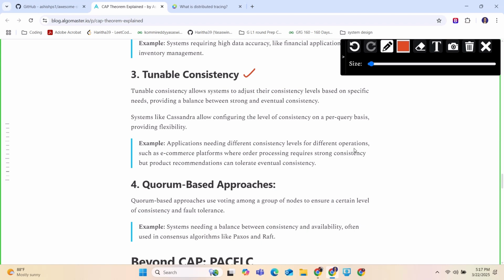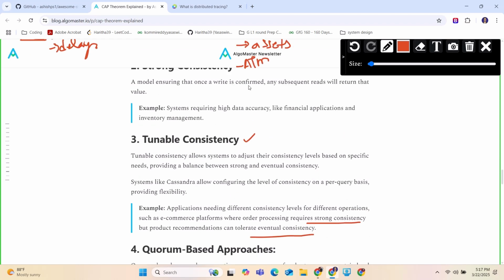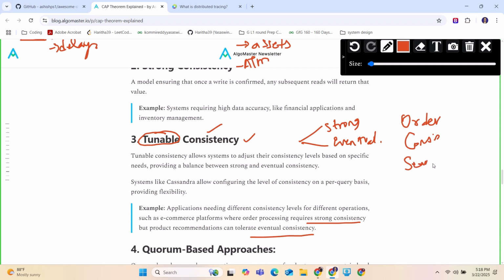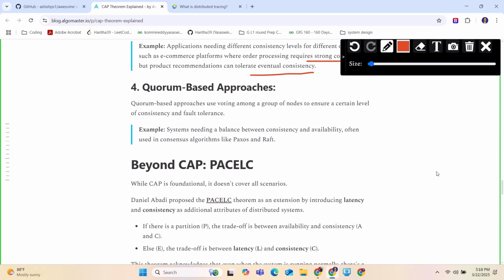Applications needing different consistency levels for different operations, such as e-commerce platforms where order processing requires strong consistency, while product recommendations can tolerate eventual consistency. Okay, you understand what is tunable. Tunable means that based on the requirement or the feature, we can tune our consistency. Either it can be strong or eventual, based on the specific needs. So in an e-commerce platform, for order processing it should be consistent for sure, strong. But if you search for a product, it won't be much of a problem if it is not consistent. Eventually consistent.